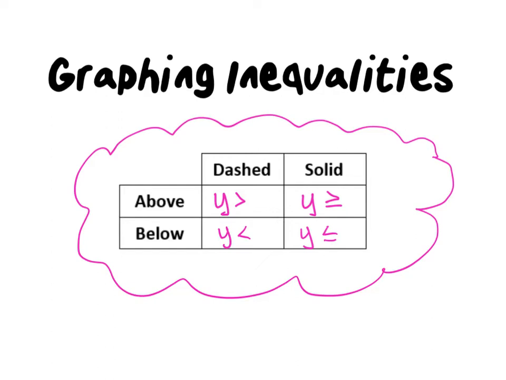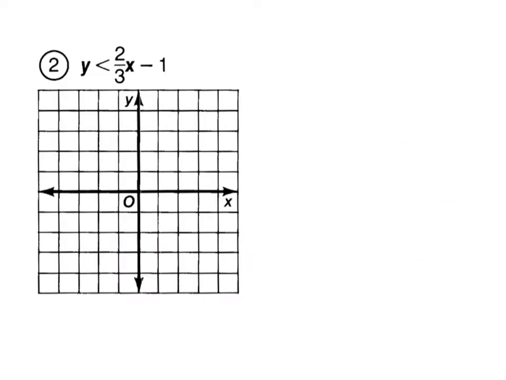Right? So if we look at just some more examples. Y is less than 2/3 x minus 1. First, my slope and my y-intercept, m and b. My slope, the number in front of x, was 2/3. My y-intercept is -1.